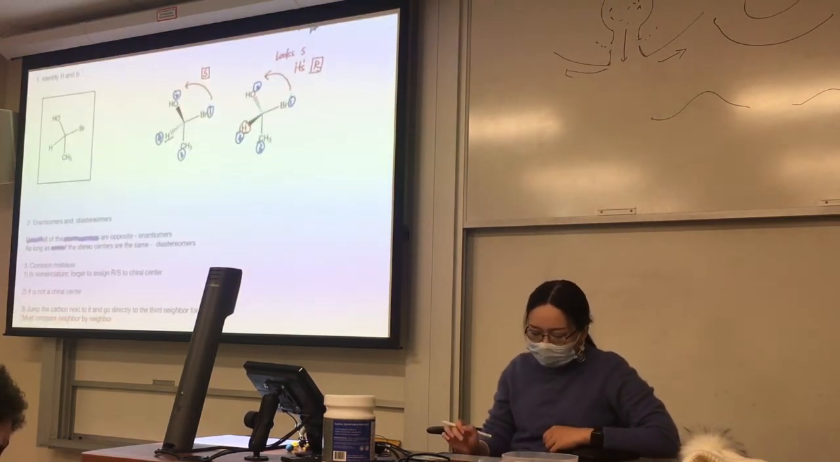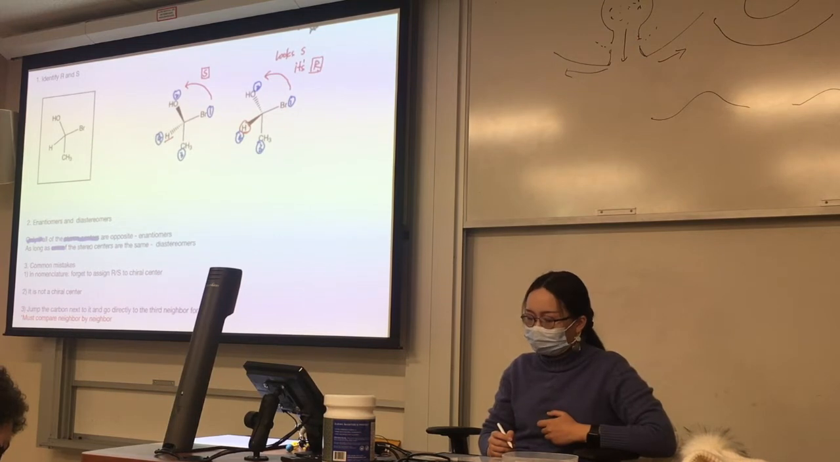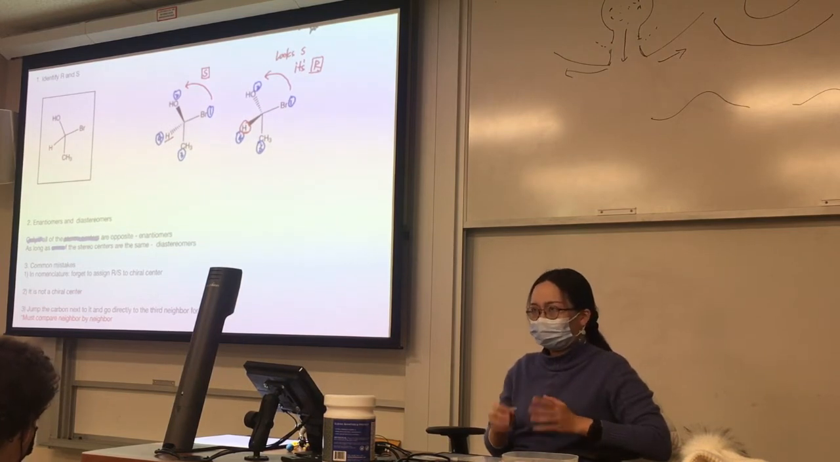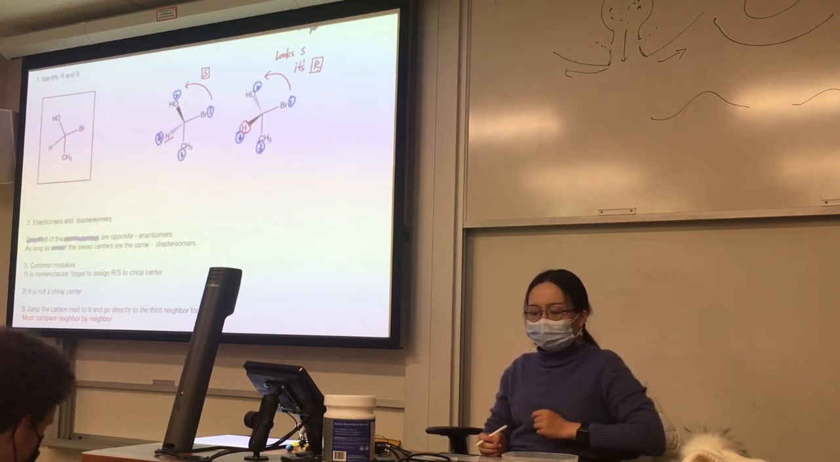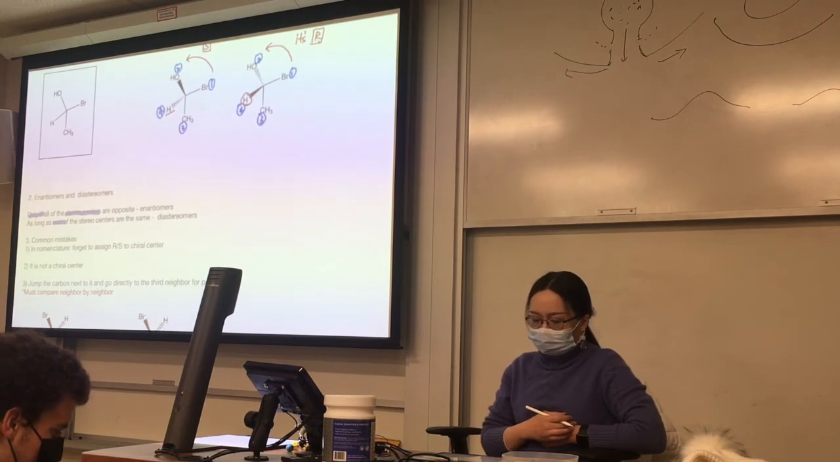Okay, and then some review. Enantiomers and diastereomers. Only if all the stereocenters are opposite to each other, they are a pair of enantiomers. But don't forget to check if they are identical, which means they are the same compound, or they are meso, which means they have a symmetrical plane. As long as one of the stereocenters is the same, they are a pair of diastereomers.